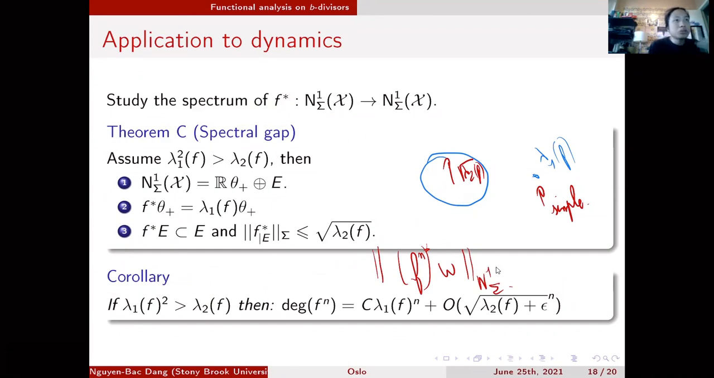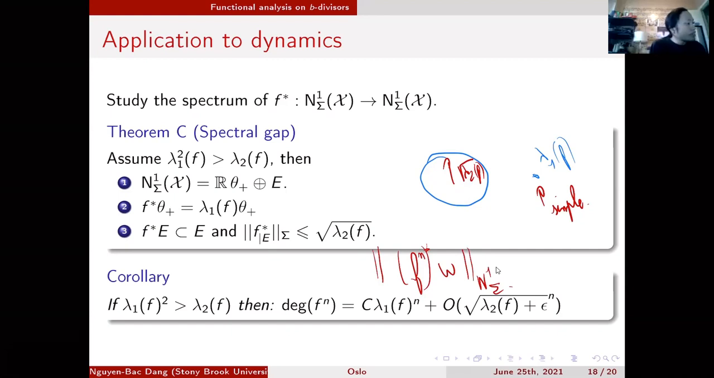Okay. Should I go to the next thing? Well, I have a question before. So this theorem C is basically by construction, by the way you constructed the norms, or is it hard to prove? No, it's hard to prove.